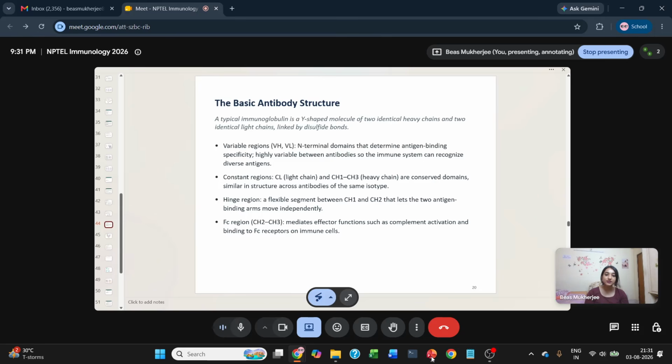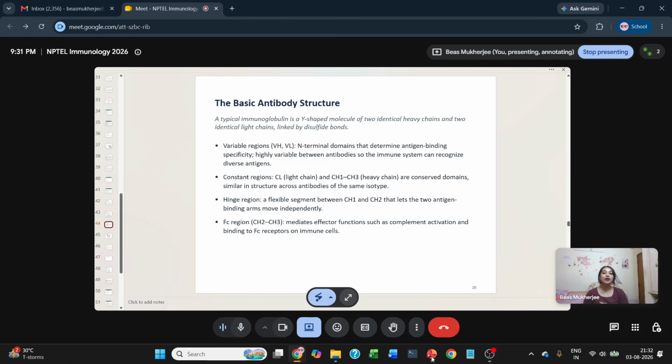Then we have the constant regions. They are there in the heavy chain as well as the light chain. In the next slide, we have a diagram for this antibody. Now see, they have conserved domains, similar in structure across antibodies of the same isotype. So what is an isotype? IgA is a different isotype, IgG is a different isotype, IgD, IgM, all of these are different isotypes.